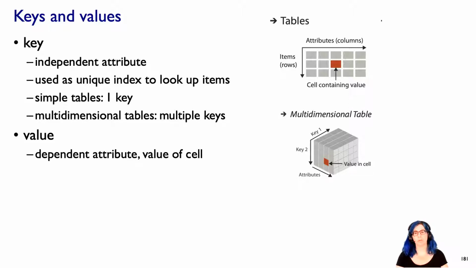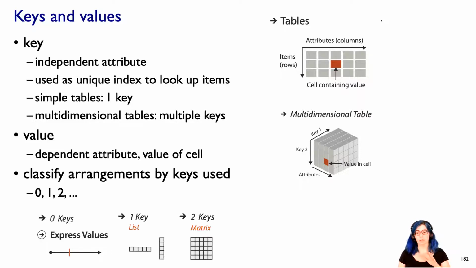So recall that I'm using the word item to mean rows in a simple table and attributes to mean the columns. A cell contains a value. And we think of the keys as the independent attribute. That is what we use to look stuff up in the table. And in a simple table, you've got just one key. In a multidimensional table, you'll have multiple keys. And in contrast to this independent attribute, the dependent attribute, the value of a cell, is something that we can then get out of that data set.